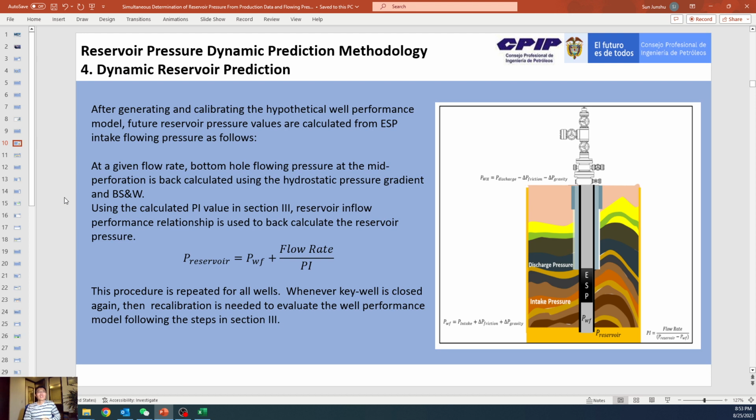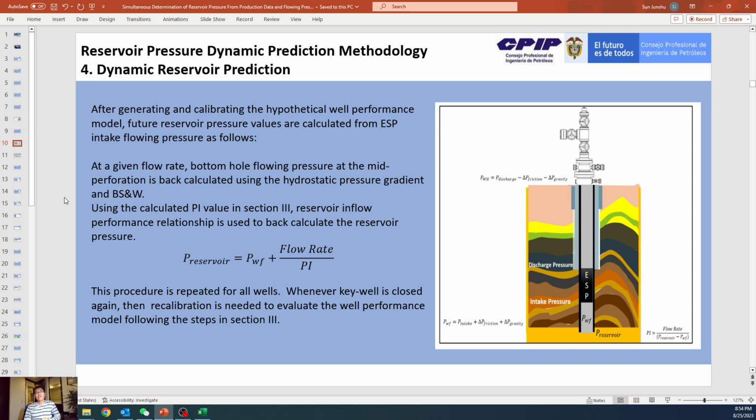Fourth procedure, dynamic reservoir prediction. After generating and calibrating the well performance, future reservoir pressure values are calculated from ESP intake flowing pressure as following. At a given flowing rate, bottom hole flowing pressure at the middle perforation is back calculated using the hydrostatic pressure gradient and BSW.